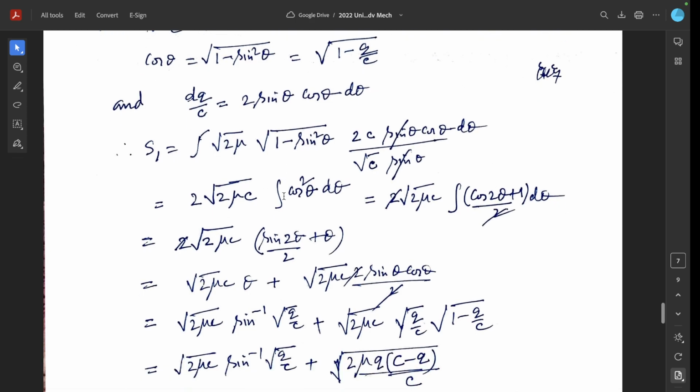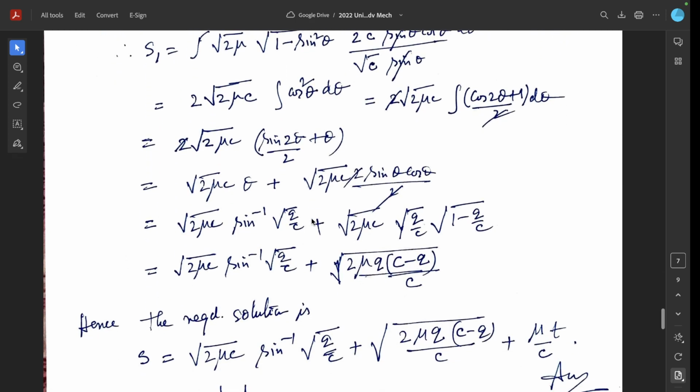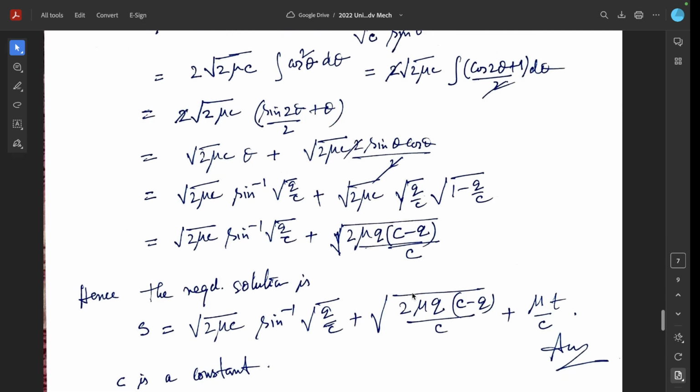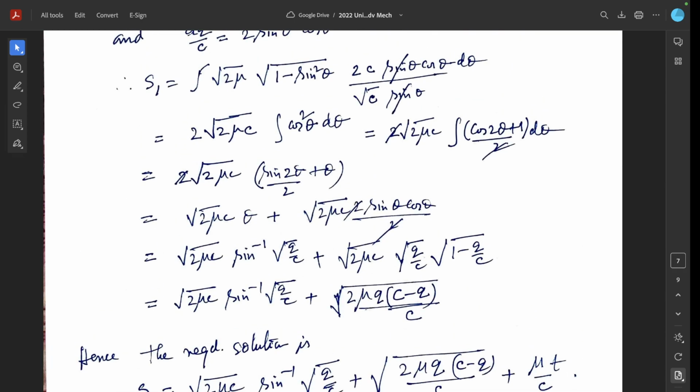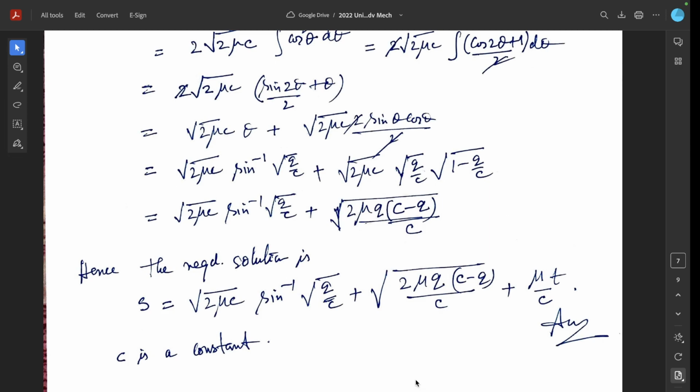Hence s1 equal to this; after simplification we get root over twice mu c sine inverse root over q by c, plus whole root over twice mu q, bracket c minus q whole divided by c. Hence the required solution is this plus mu t by c. This is the s1 and this is the s2, and c is a constant.